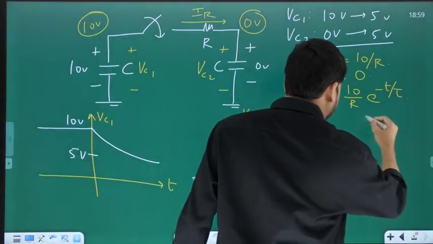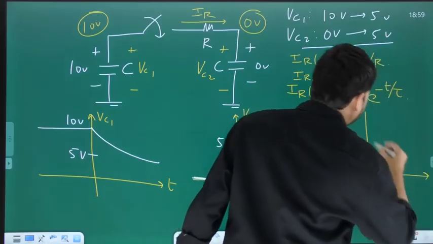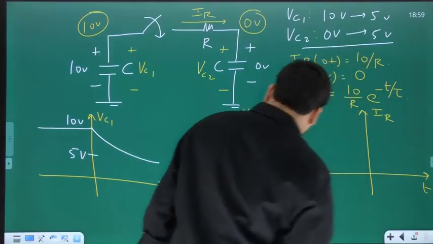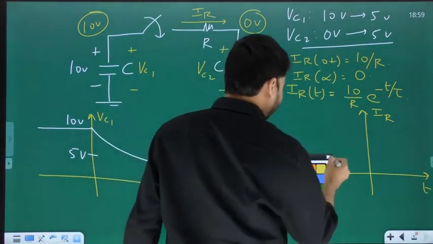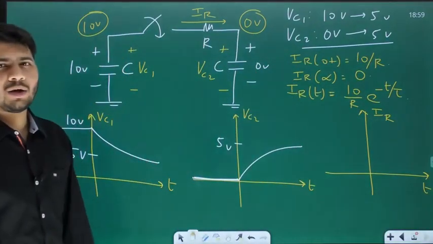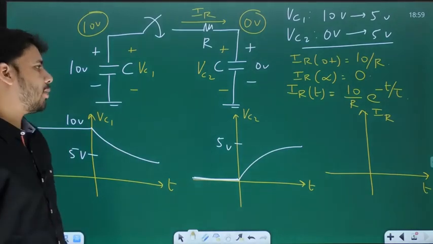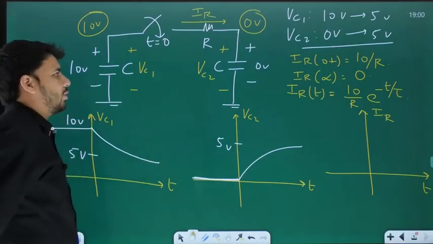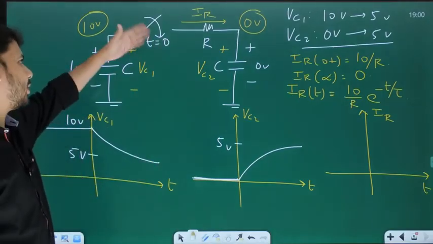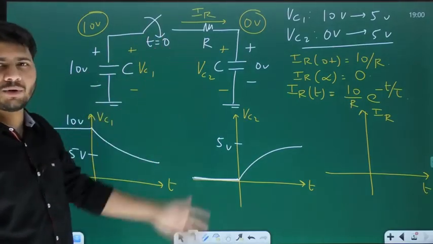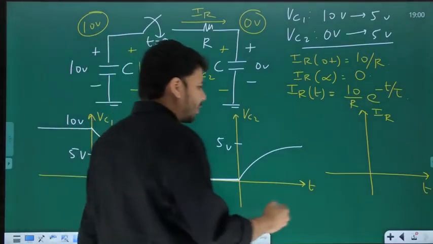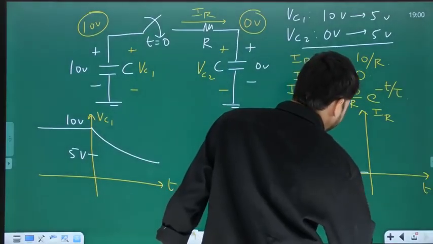Just for the sake of completeness, I'll also plot IR versus t. Again, up to t equal to 0, what is the value of IR? Because remember, for t less than 0, the switch is open. If the switch is open, it is an open circuit, and no current will flow through an open circuit. So the value of IR is 0 up to t equal to 0.